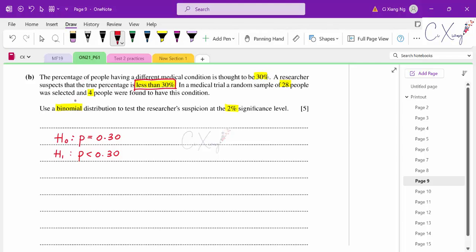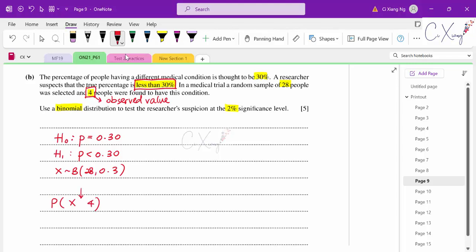Okay, and in this question, they ask us to use binomial distribution. So what is my n, the sample size for binomial? I have 28 people. And the P, of course, should be 0.3. Then how to calculate the p-value? To calculate the p-value, we need an observed value. The observed value is this one, 4. To calculate the p-value, you have to use the observed value for the calculation. So I have x something with 4.